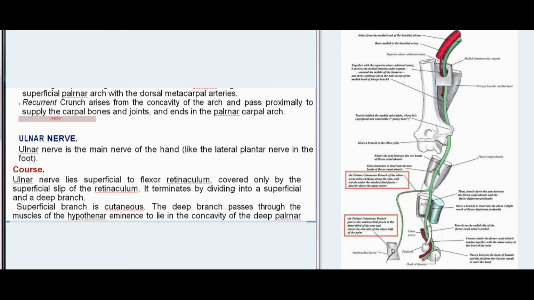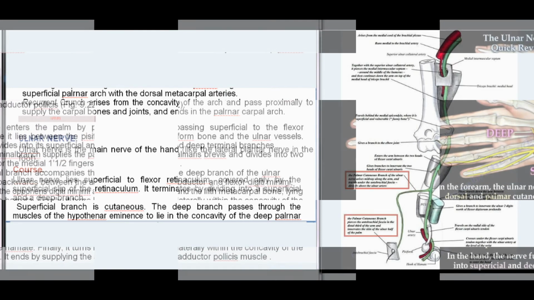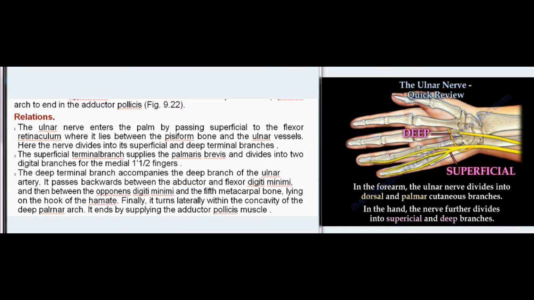Nerves. Ulnar nerve. The ulnar nerve is the main nerve of the hand, like the lateral plantar nerve in the foot. Course. The ulnar nerve lies superficial to the flexor retinaculum, covered only by the superficial slip of the retinaculum. It terminates by dividing into a superficial and a deep branch. The superficial branch is cutaneous. The deep branch passes through the muscles of the hypothenar eminence to lie in the concavity of the deep palmar arch to end in the adductor pollicis, Fig 9.22.